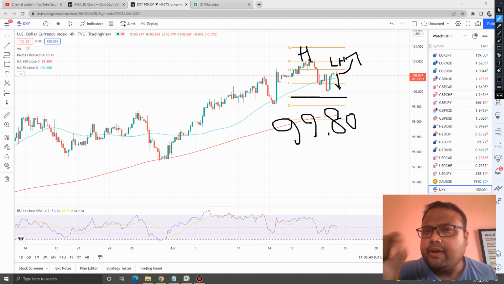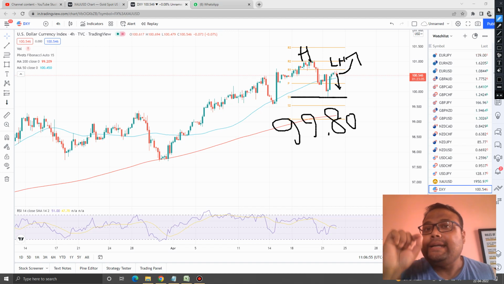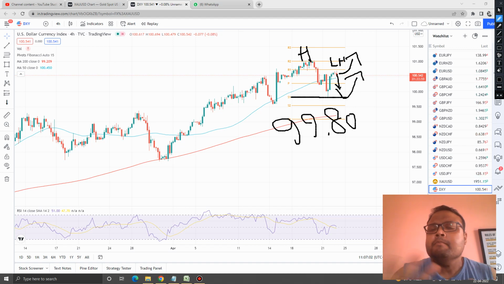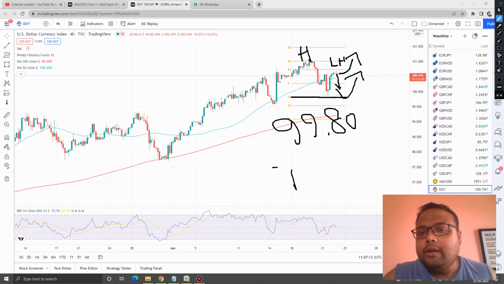99.80 will be very important, or critical, for any USD pair, because if DXY takes support at 99.80 and bounces again, it's good enough, because the trend is intact. After taking support, if it bounces, well and good. 99.80 will be a decisive level for DXY.